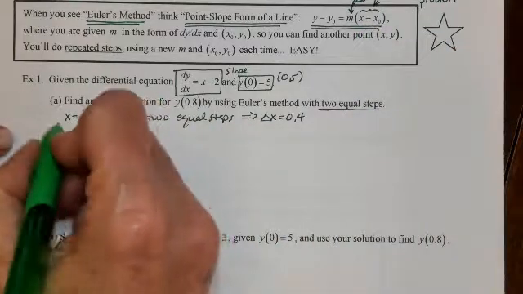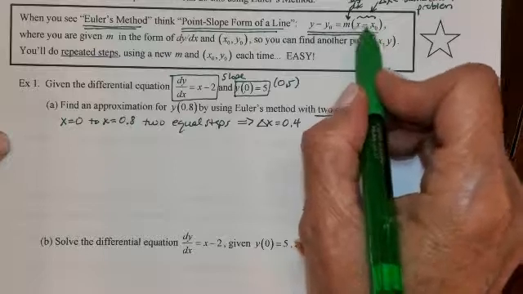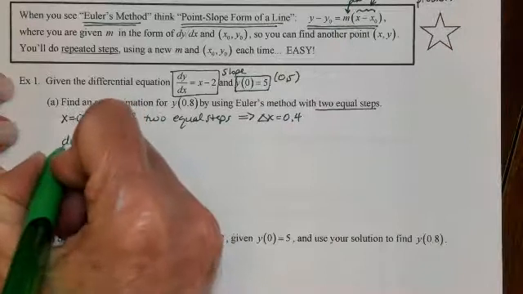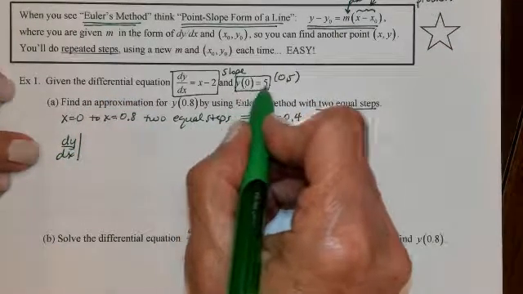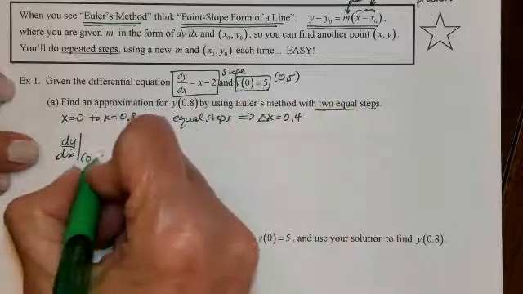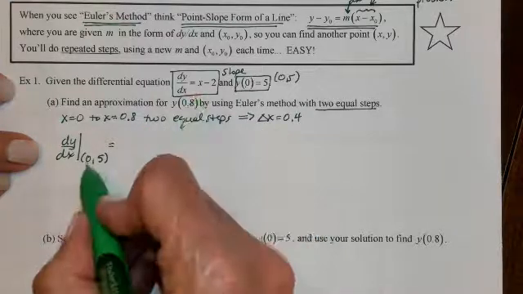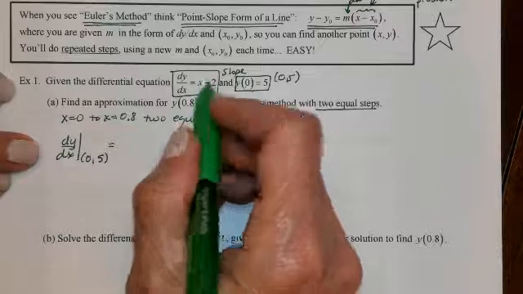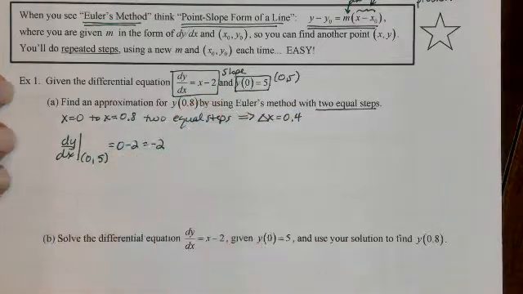Okay. Next thing I want to do, because I want to use this, so I found delta x, now I need to find my first slope. So my first slope at my given point. This is at the given point. So I would plug in 0 for x and 5 for y if there was a y over here. So this will just be 0 minus 2, which is negative 2. So my first slope is negative 2.